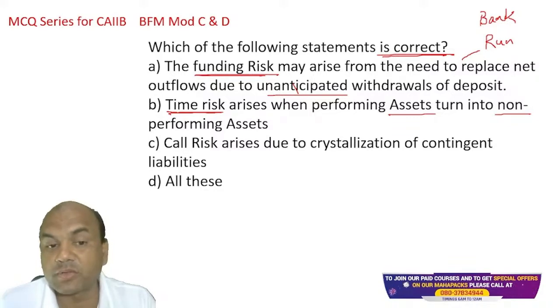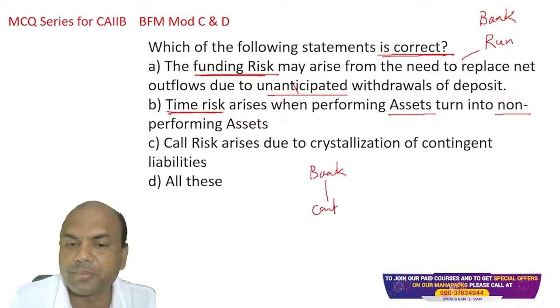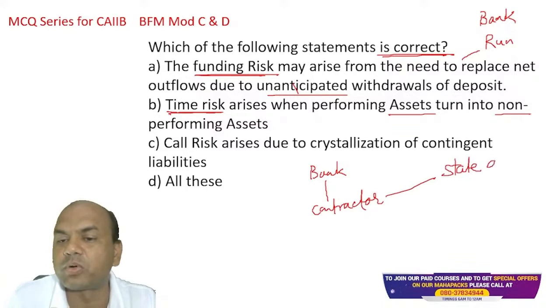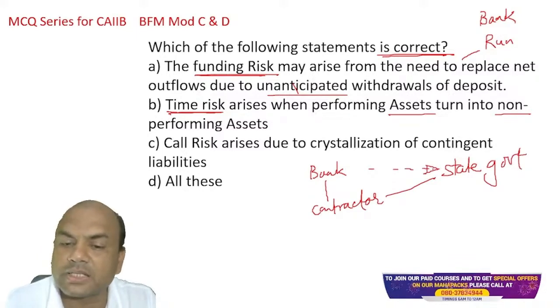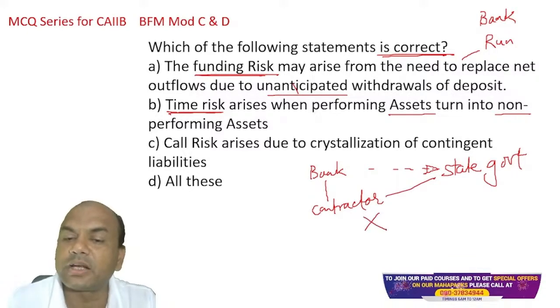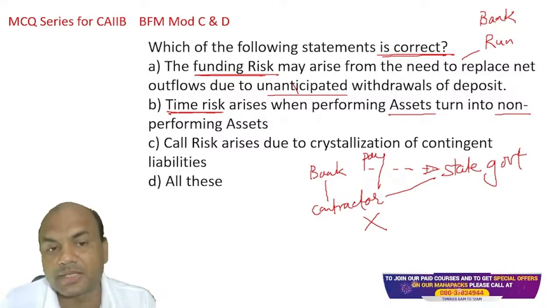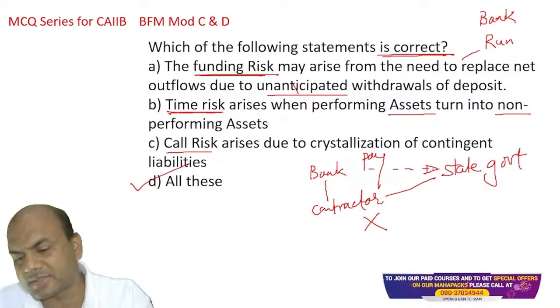Call risk arises due to crystallization of contingent liabilities. Just now we saw it in the earlier question. If I give you a guarantee, let's say this is a bank, and it has one customer, a contractor. Now this contractor wants a road contract from the state government. So the state government will ask for a guarantee, and the bank gives the guarantee. Now this contractor does not build the road, does not perform. Then the state government will ask the bank for payment, so the bank will have to pay. This is known as crystallization. Which of them is correct? Call risk arises due to crystallization of contingent liability. That is also true. So what is the answer? Call risk, time risk, and funding risk. Isn't it? It's all of these. That is the correct answer.